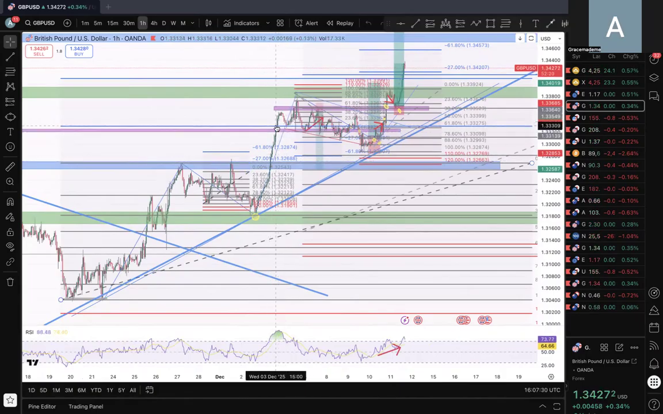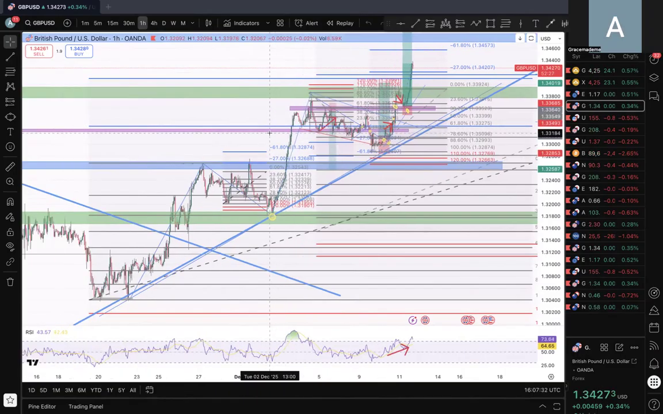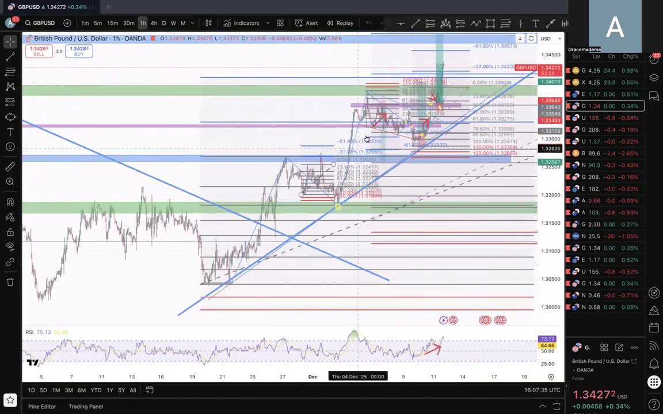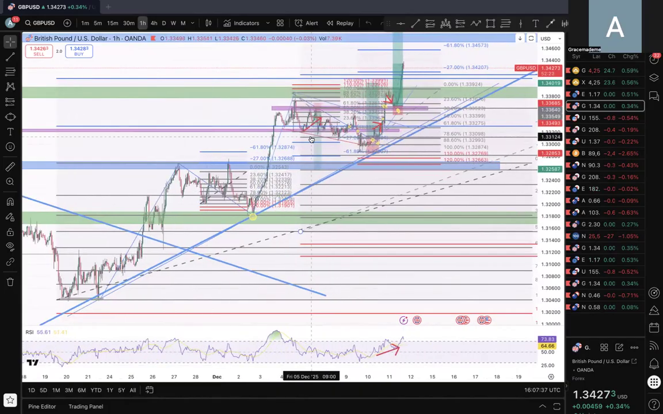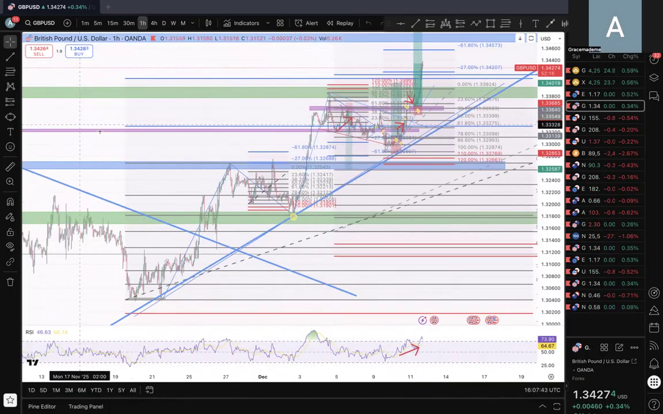I took a short trade here and I exited the trade. At this next purple zone, I was out. Then the market gave us, what was that? Okay, at this big Fibonacci level.